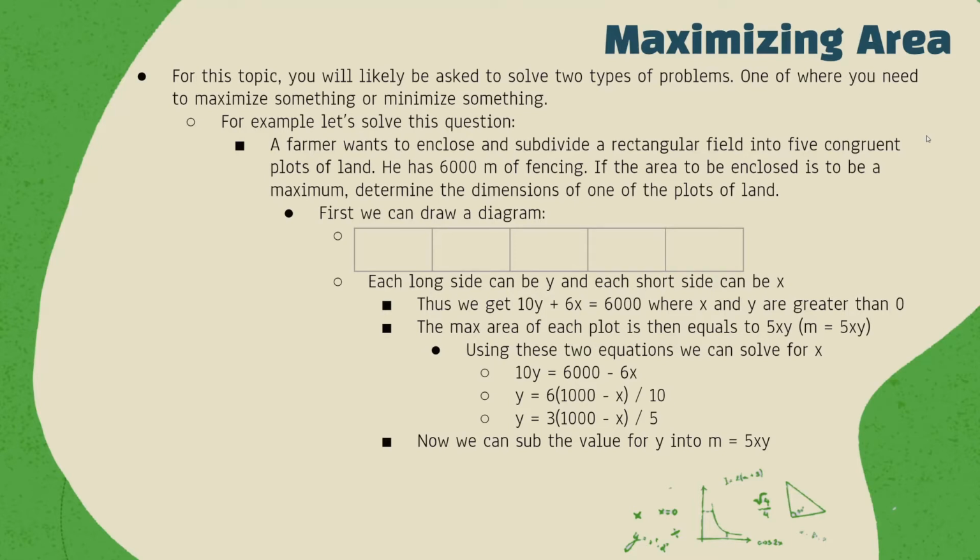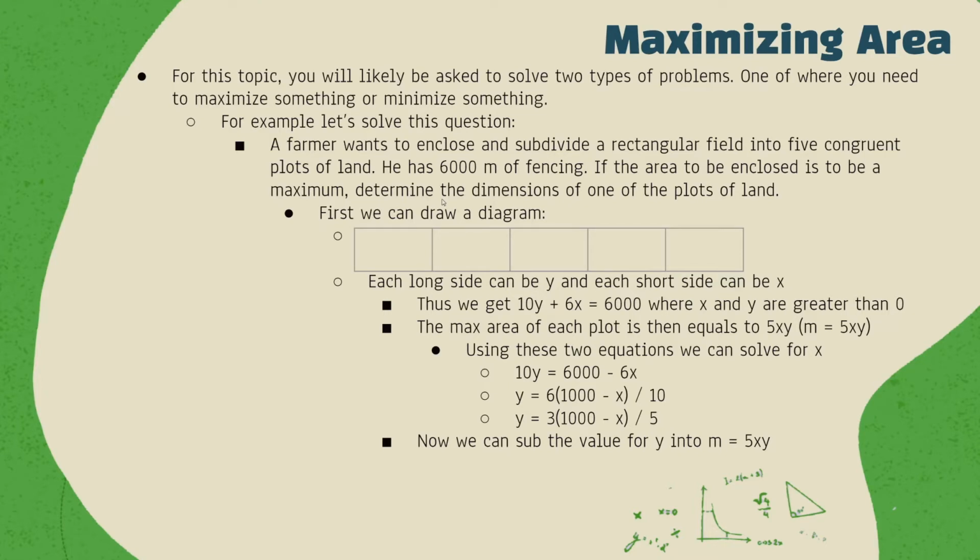So here we're given the following question. A farmer wants to enclose and subdivide a rectangular field into 5 congruent plots of land. He has 6,000 meters of fencing. If the area to be enclosed is to be a maximum, determine the dimensions of one of the plots of land. So what we know is that we have 5 congruent plots of land, we know the fencing, and we know it needs to be the maximum area.